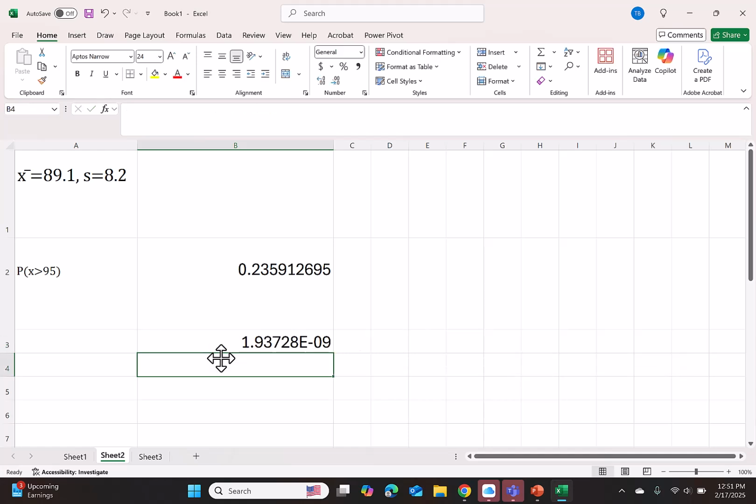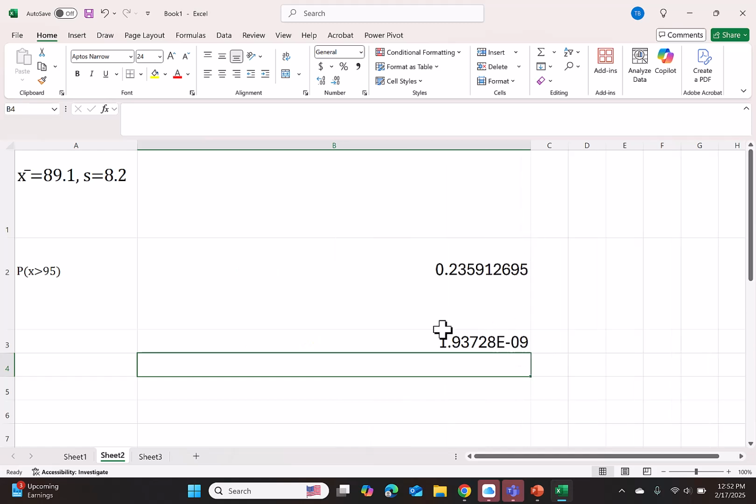This says 1.93728 E with a negative 0.9. This means this is a really small number. It went into scientific notation. Essentially, this number is 0. It says the probability is so small that they had to use scientific notation to express it.